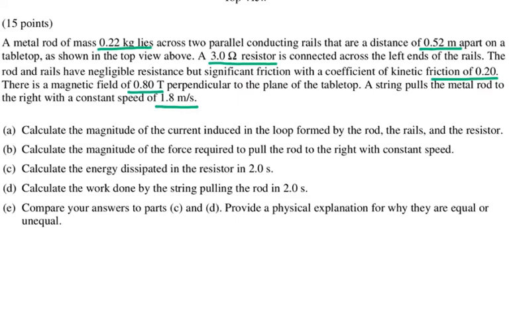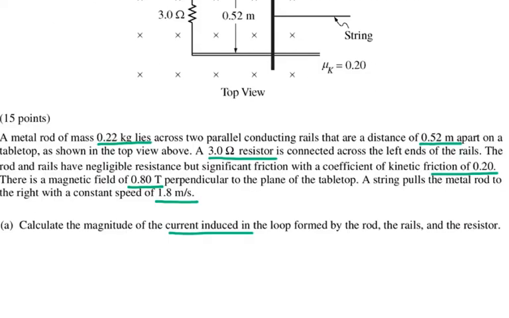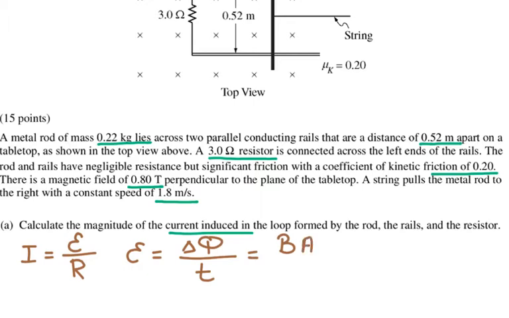Calculate the magnitude of the current induced. So we need to calculate the induced current in the loop formed by the rod, the rail, and the resistor. To calculate the current, I need the induced EMF divided by the resistance. The induced EMF is equal to the change of the flux over the time. And the flux has the formula B, the magnetic field, times the area, times cosine theta, where theta is the angle with the normal to the surface through which the magnetic field is passing.